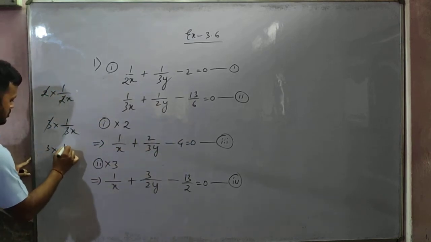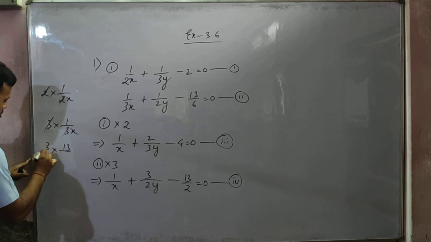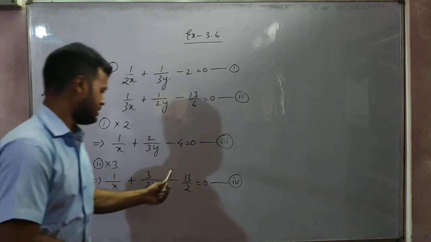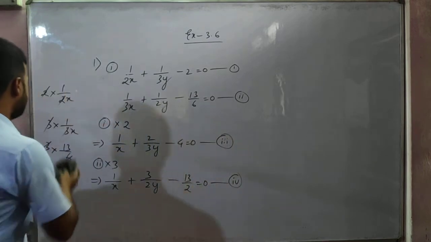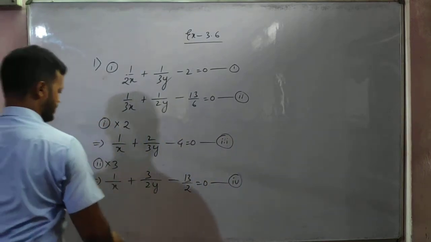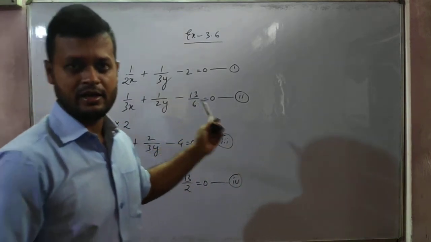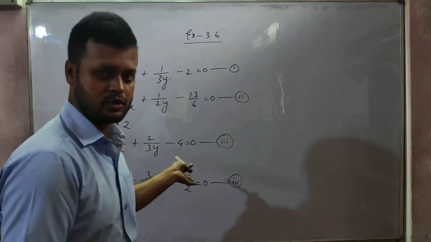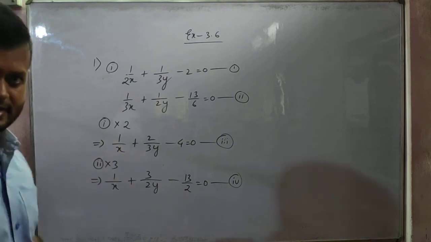3 into 13 by 6. With this 3 you cancel 6 two times. So what will remain? 13 by 2. Now you can easily see, this is just the same sum. Number 1 has been done by the reducing method. Now I am showing you without reducing. This is far easier actually.